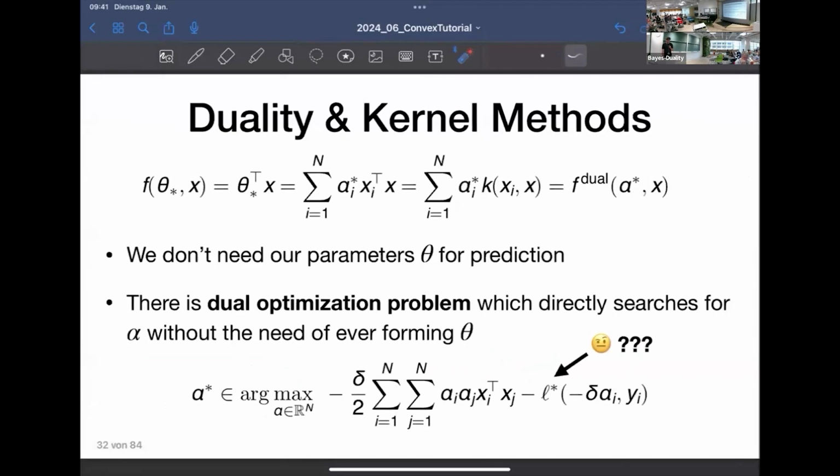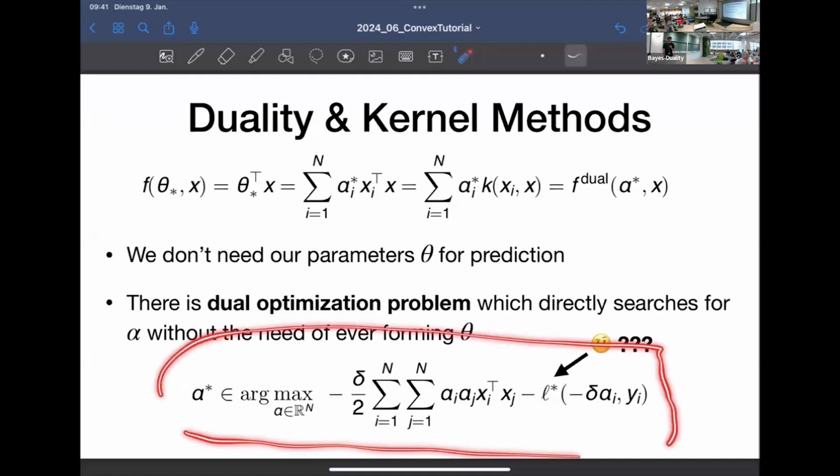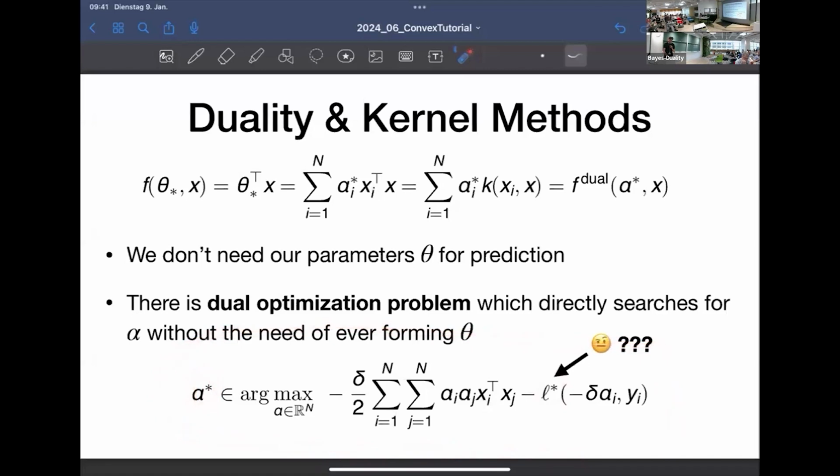And in the dual problem, there's this Fenchel conjugate function, A star, and of course, if you have never seen it, it looks very strange, but I will also explain it at the end of this tutorial: how we were able to find this optimization problem and why it is solving for these alphas, and so on.